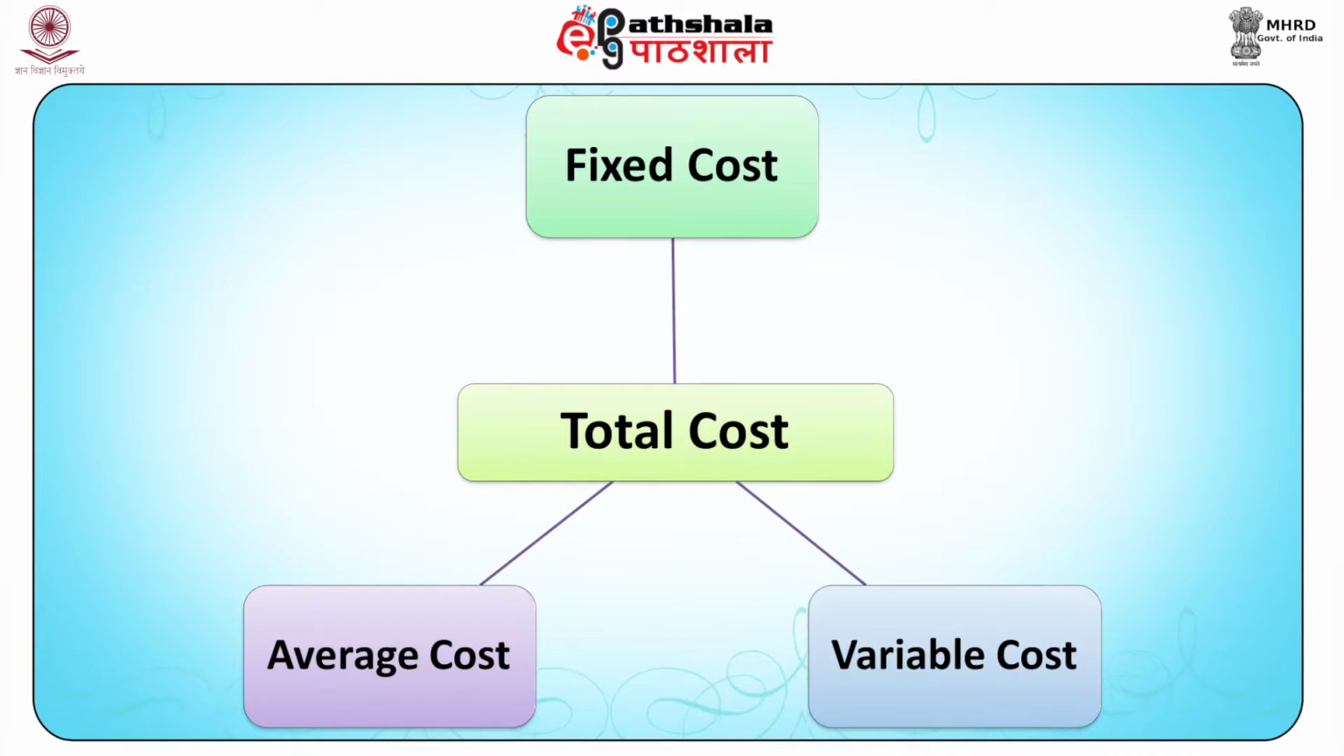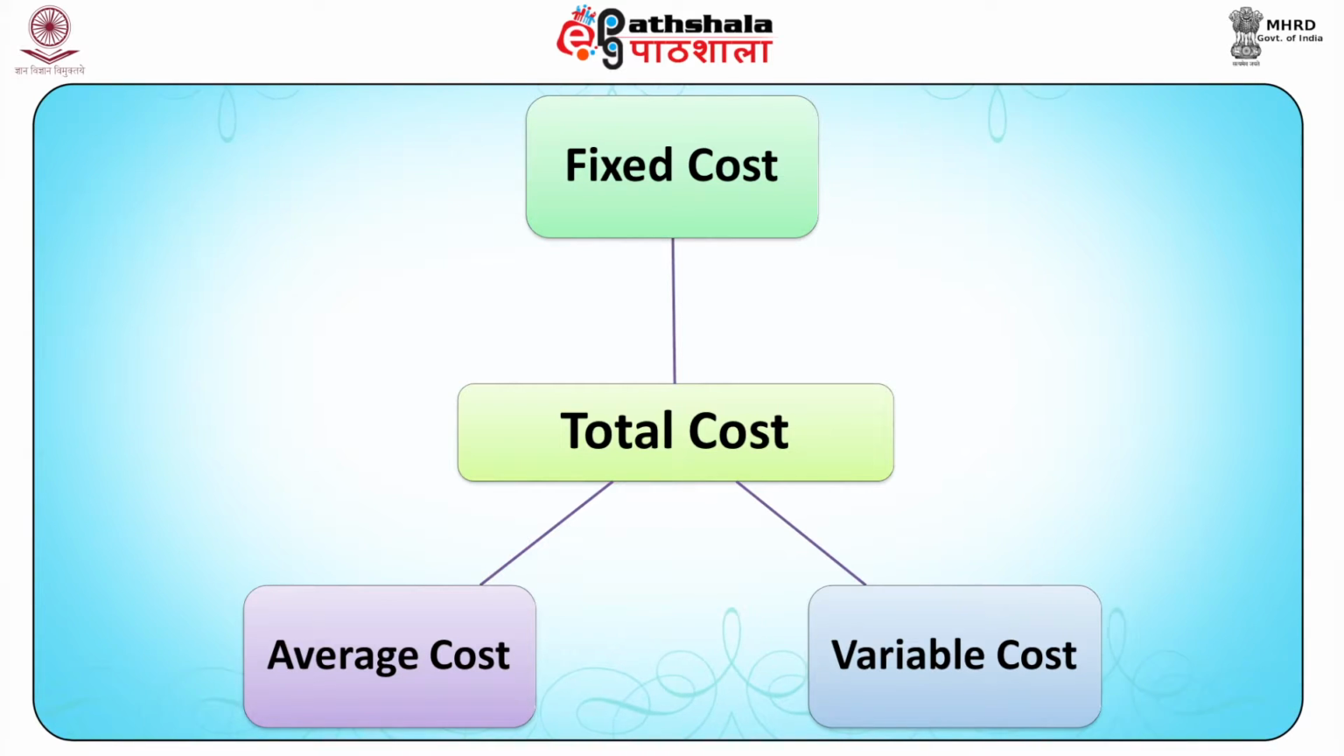Total cost includes fixed cost plus variable cost at a given level of production. Fixed costs are the costs that do not vary with production or sales level. For example, rent, interest, manager salaries, etc. Variable costs are the costs that vary with the level of production. For example, packaging, raw materials, labor's daily wages, etc.